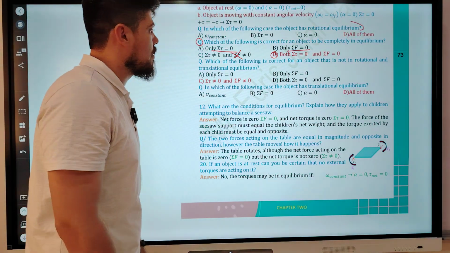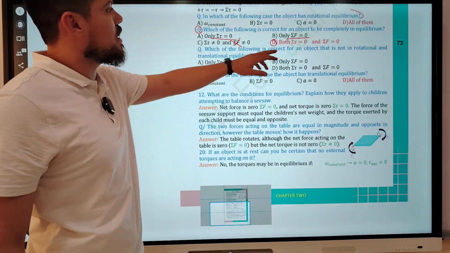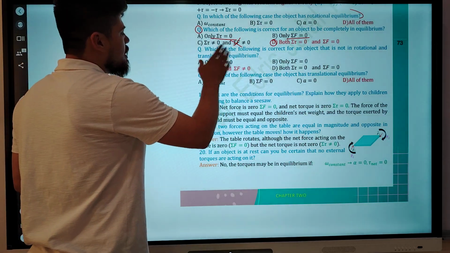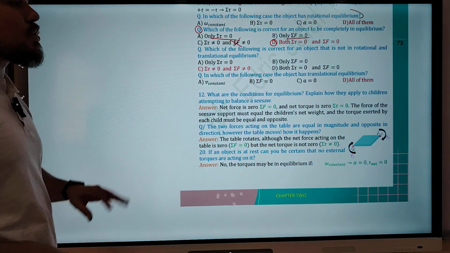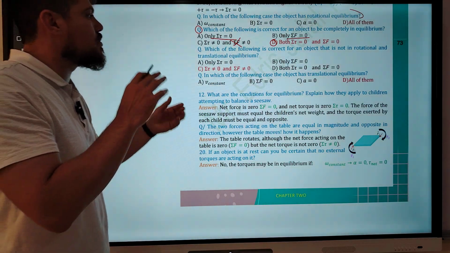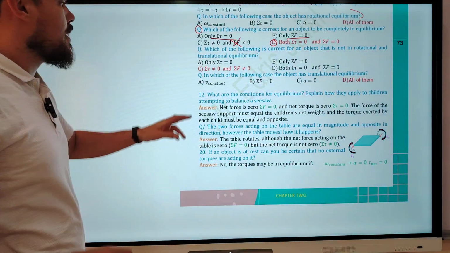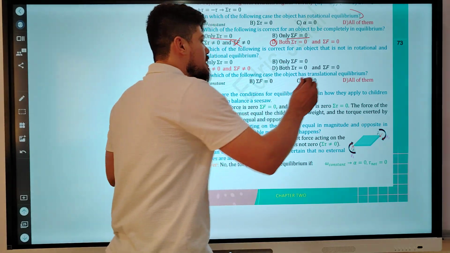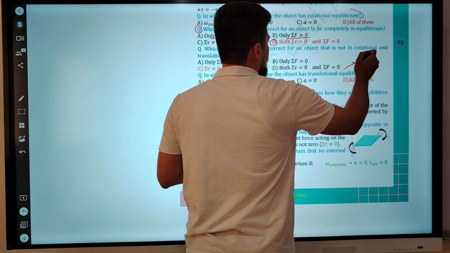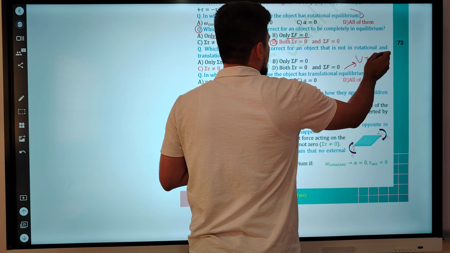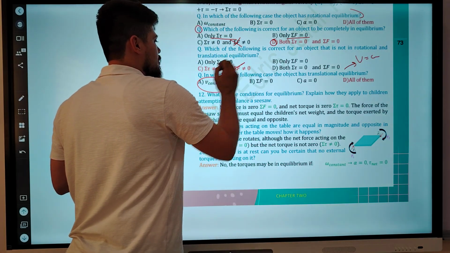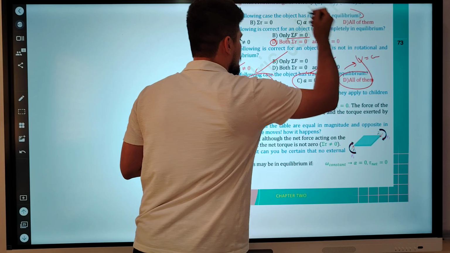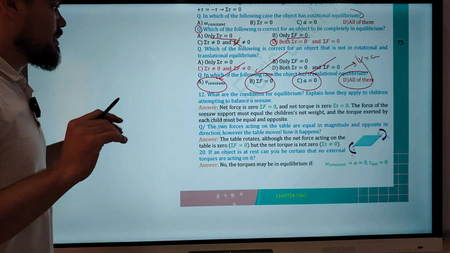equal to 0. Okay? Which of the following is correct if one object is not in rotational and translational equilibrium? Both net torque and net force are not equal to 0. In that case, the object has neither translational nor rotational equilibrium. In which of the following cases does the object have translational equilibrium? In translational equilibrium, V should be constant. V constant, is that right? Yes, of course. Net force 0? Yes. Acceleration 0? Yes. All of them. Okay?